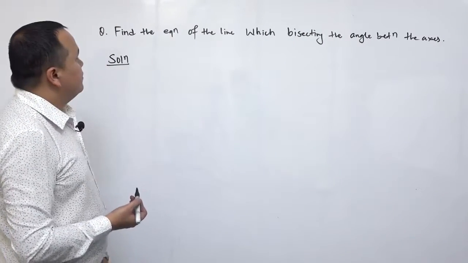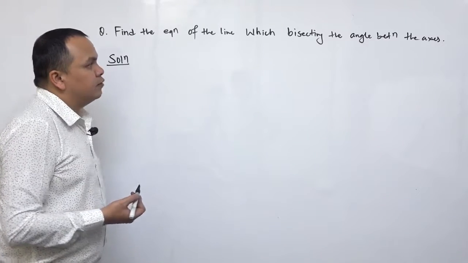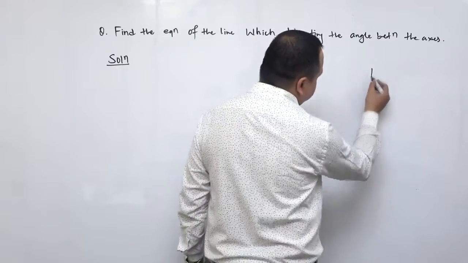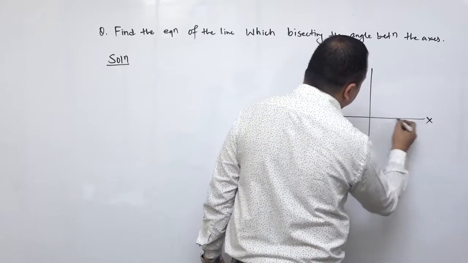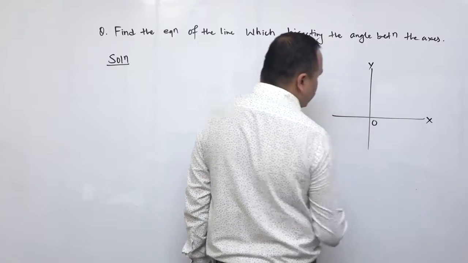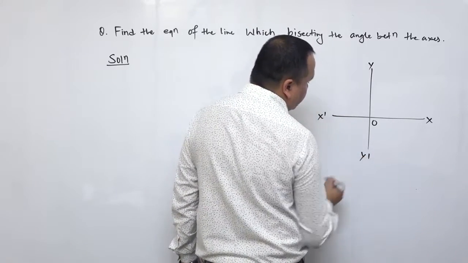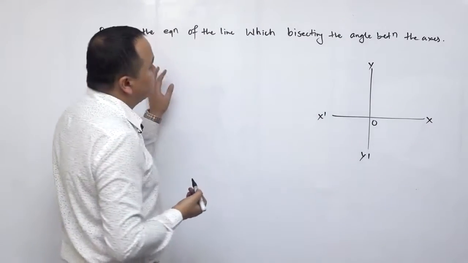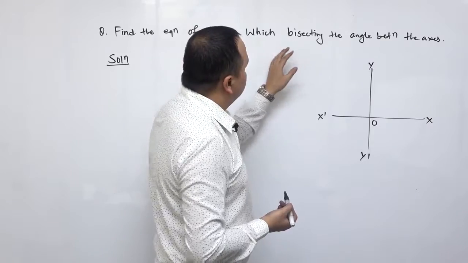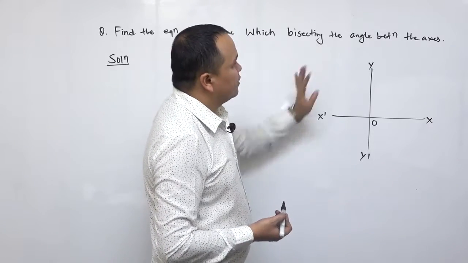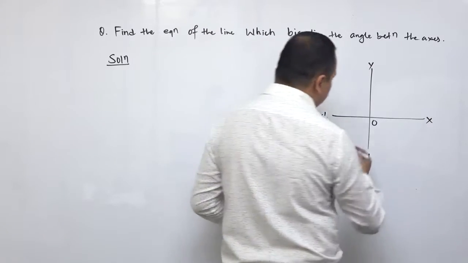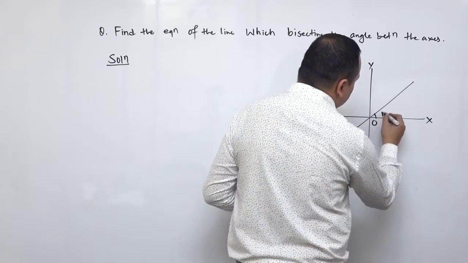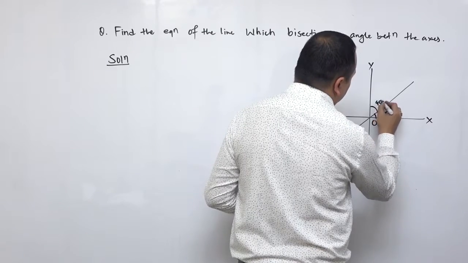We take another example. Find the equation of the line which bisects the angle between the axes. Here are the x-axis and y-axis. The straight line bisecting the angle between the axes. Then we have two cases. One is this, 45 and 45.